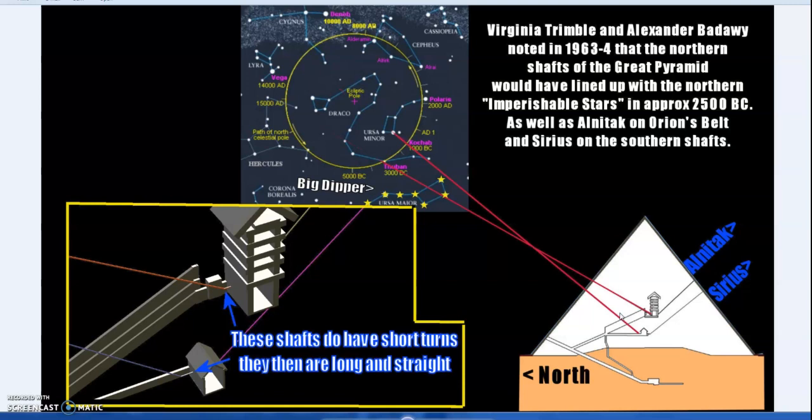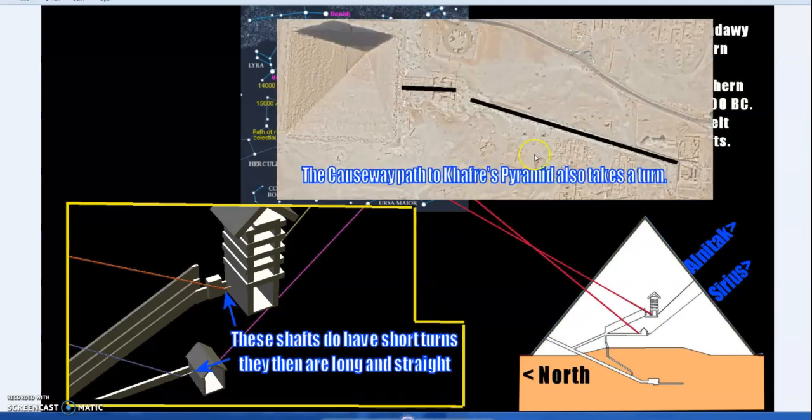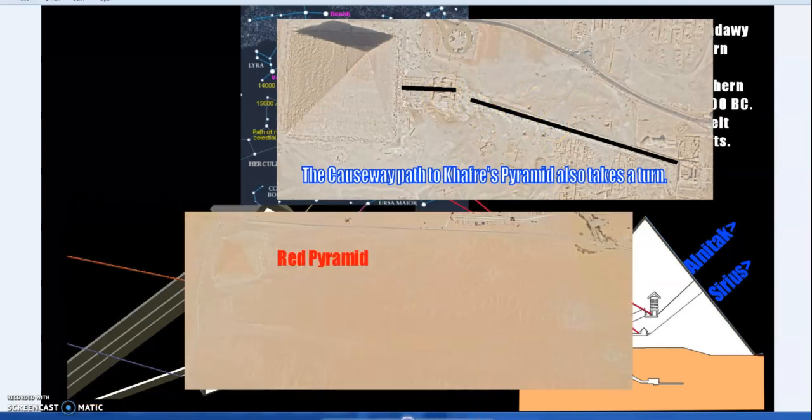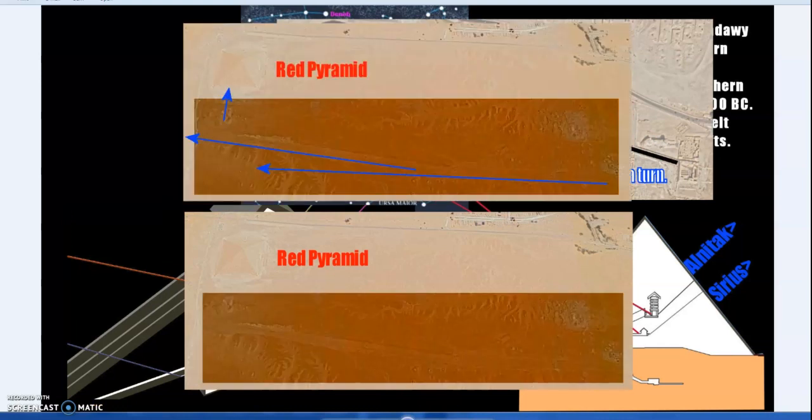However, there's another important feature to think about that. So there we would see Mesketu, and that these shafts are aligned. It's a very pedantic point. However, there's also evidence for it because, for instance, the causeway to Khafre's pyramid also takes a turn. Does it not run to that point because there is a dogleg turn in it? Now, in the Red Pyramid, you'll see the same thing where the causeway turns.